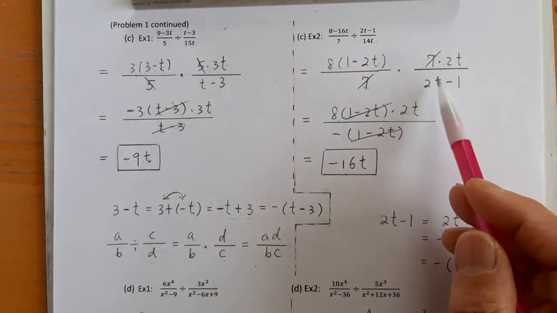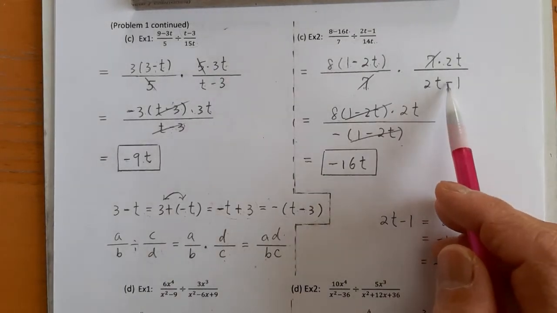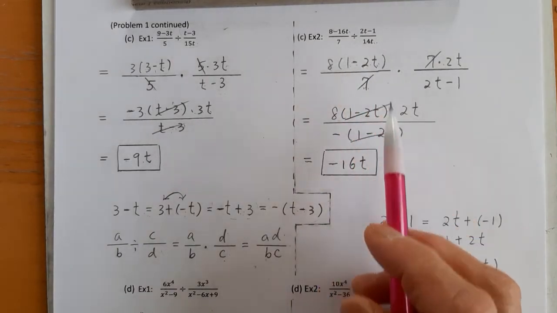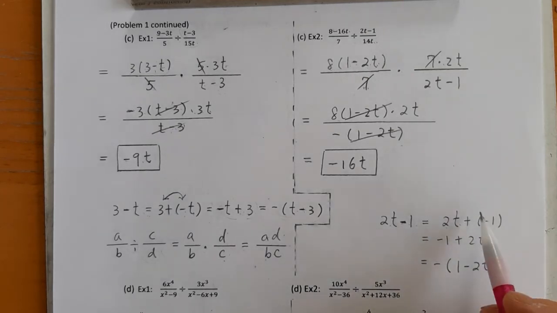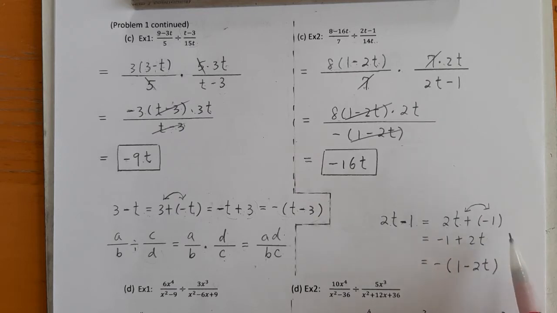And the 2t minus 1 goes on the denominator. And then 2t minus 1, we can rewrite, because here it's 1 minus 2t. So 2t minus 1 is equal, by the definition of subtraction, to 2t plus negative 1. Then, by the commutative property, we exchange the order, and it's still equal, so it becomes negative 1 plus 2t. And then insert the parentheses, and the plus changes to minus. So it's negative, parentheses, 1 minus 2t.